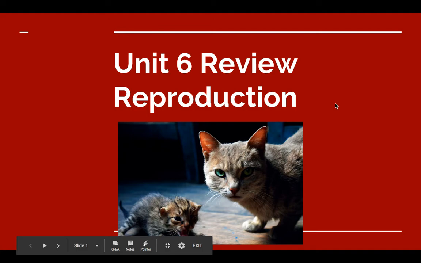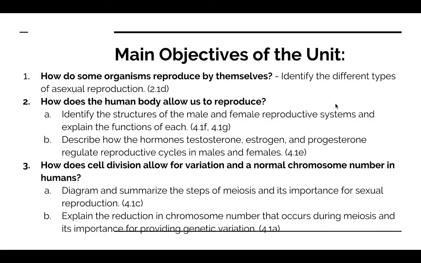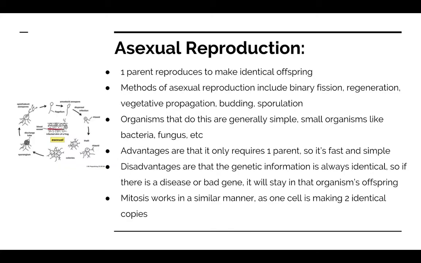Living Environment Unit 6 Review, Reproduction. The main objectives of this unit are how organisms reproduce by themselves through asexual reproduction, the human reproductive system, specifically structures and functions, as well as the three main hormones that regulate reproductive cycles in males and females, and lastly, cell division that allows for variation and a normal chromosome number in humans, specifically meiosis and mitosis, and talking about chromosome number. So let's start with asexual reproduction.